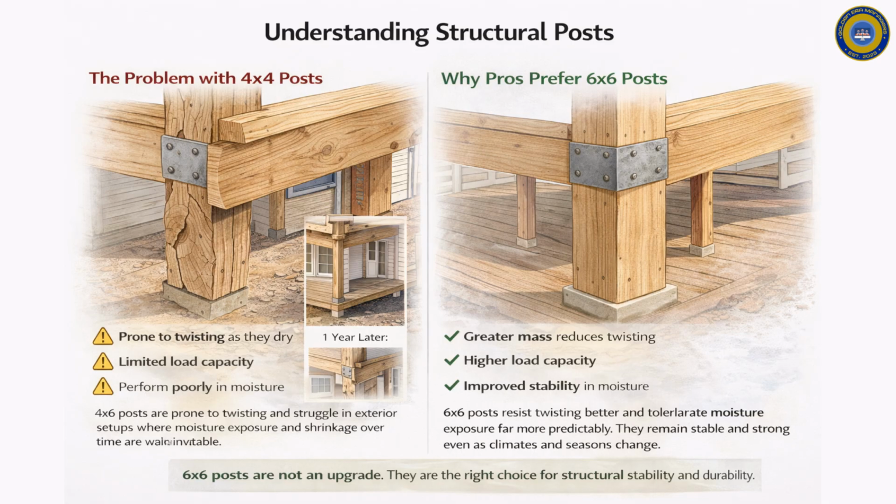Surface checking still occurs, but it is less structurally significant because the remaining cross-section is substantial. When professionals choose 6x6 posts, they are not overbuilding. They are choosing stability over minimum compliance. The difference shows up years later, when structures framed with larger posts remain aligned while others begin to creep, twist, and complain. This same philosophy carries through all professional sizing decisions.